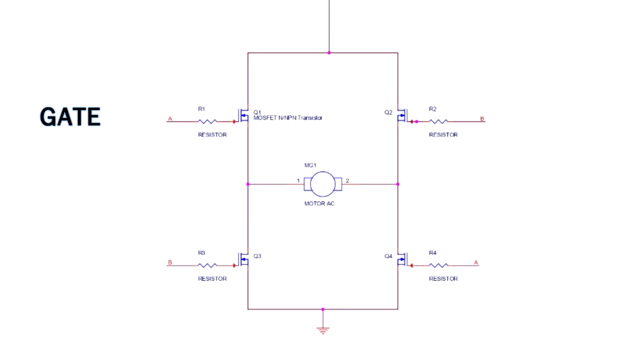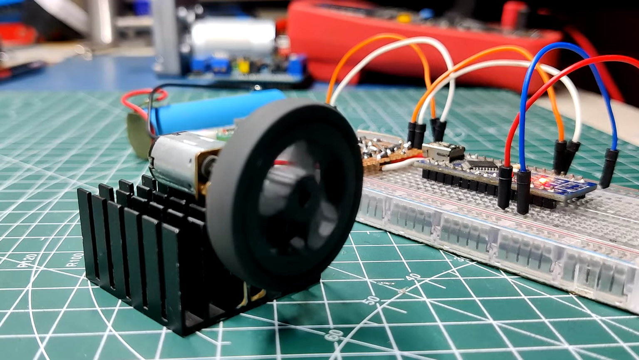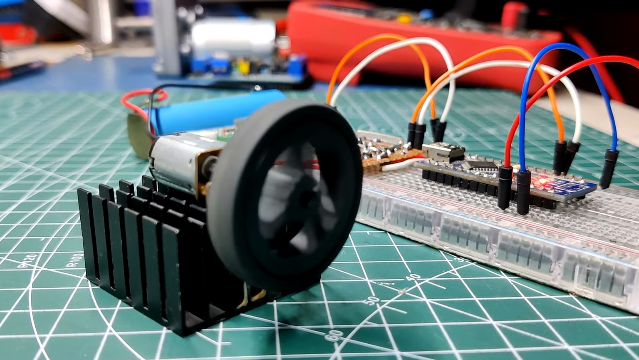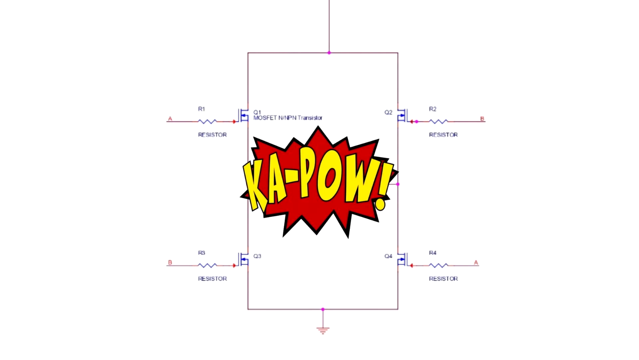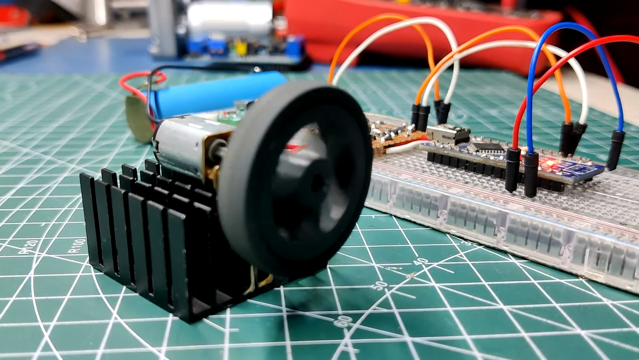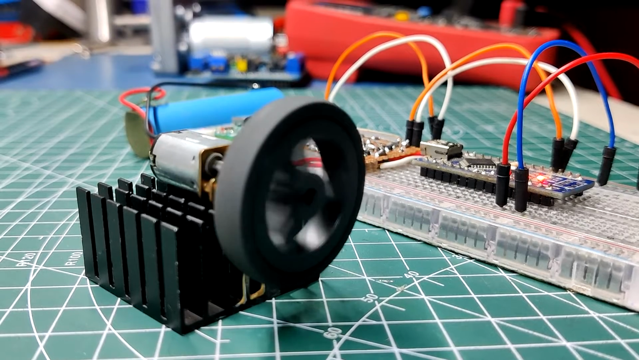If we set gate of Q1 to 0 and Q2 to 1, the polarity of the motor changes and it starts rotating in the opposite direction. If both Q1 and Q2 are 1, then a short circuit will occur. This is how the H-bridge works. Now let's see the practical example of this setup.